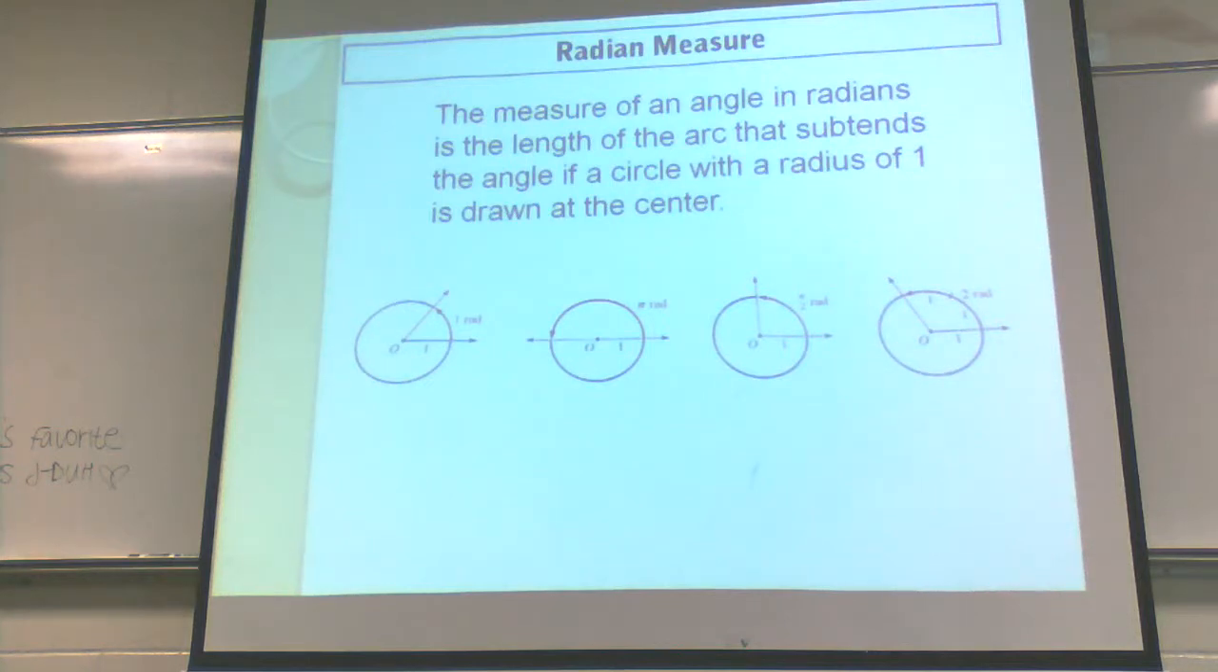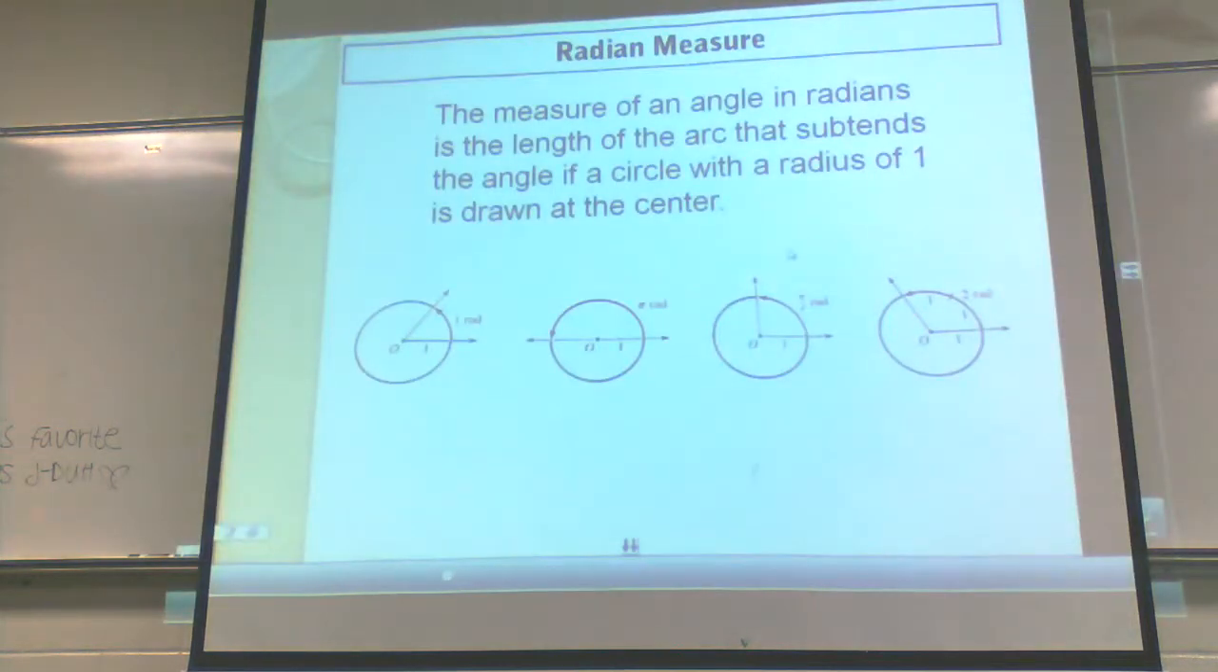Okay? So the first part of this is simply working on changing degree measure to radian measure. And it's all going to be in relation to the idea that all the way around the circle is 360 degrees, and it's also 2 pi radians. So converting from one to the other goes into that whole idea that 360 degrees is 2 pi. This one right here, which is 180 degrees, 180 degrees equals pi radians.